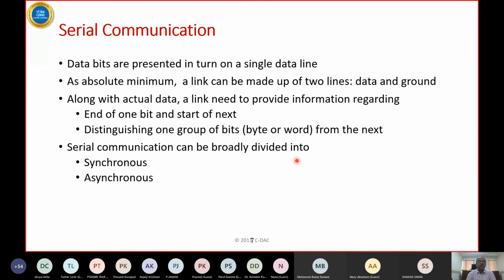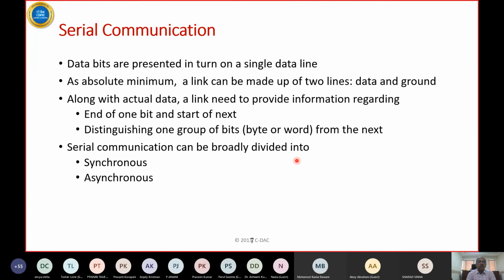So at the absolute minimum, suppose you want to connect two devices using a link, you will need a data line, and the voltage on the data line will be with reference to ground. So now when you are toggling this bit, serial is sending them as a sequence. So you will have ones and zeros going over the link. You need to tell what is the boundary of the bit, meaning where does one bit end and where does the next bit start. So this we call a bit boundary.